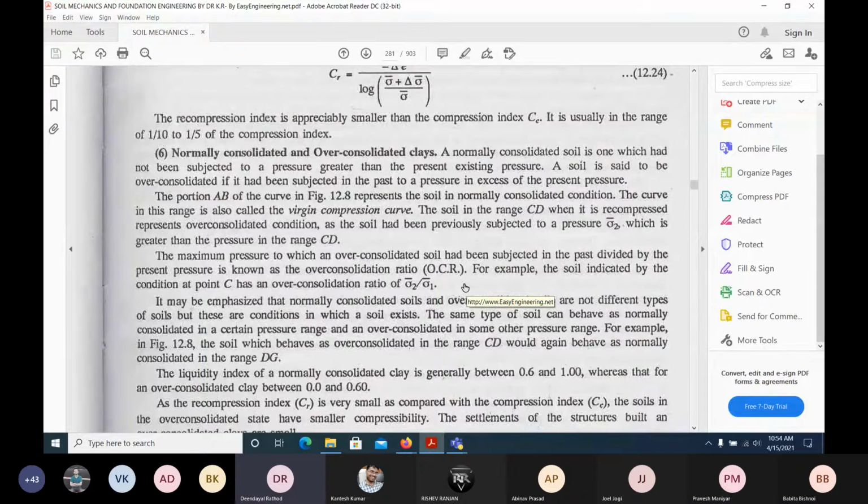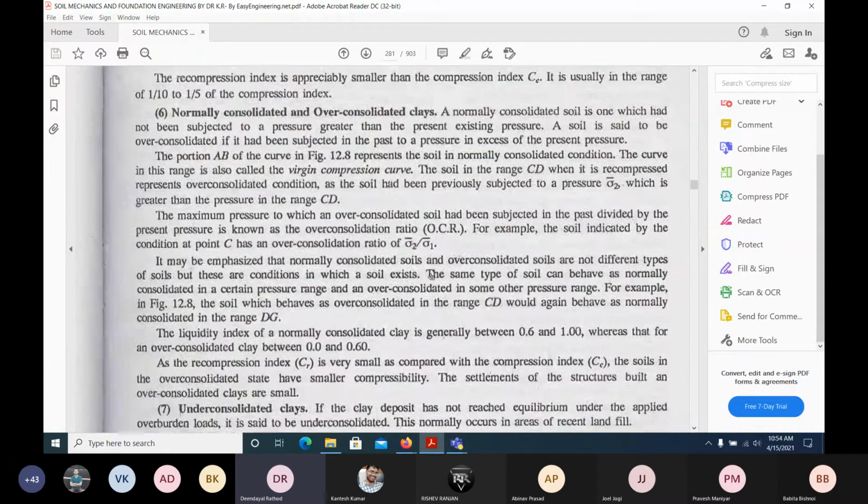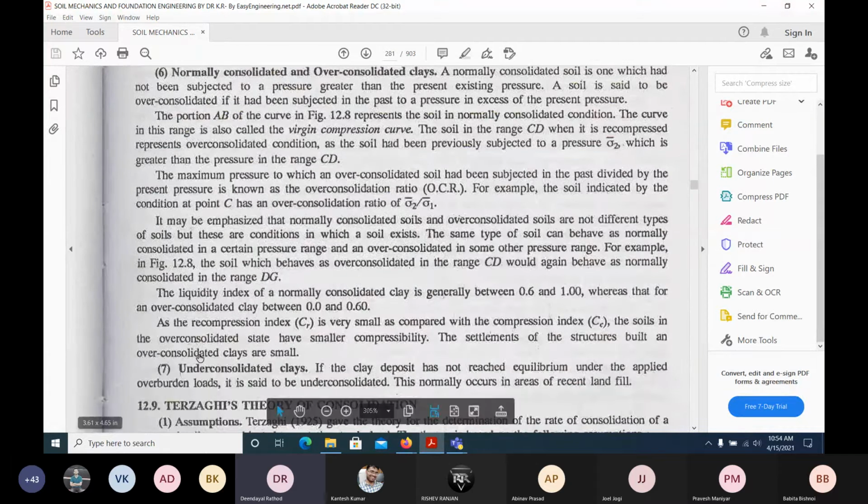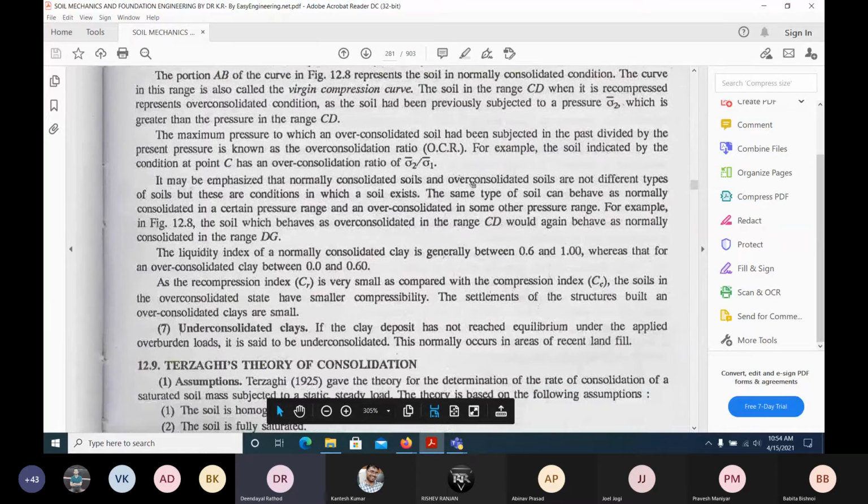That means some soil will have over consolidation ratio values: how much it was subjected to previously, how much we are subjecting now. For example, the soil indicated by the point C has an over consolidation ratio of sigma 2 by sigma 1. Sigma 2 is the previous pressure to which it was subjected, sigma 1 is what it is subjected to now. Understand? So that's what it is given.